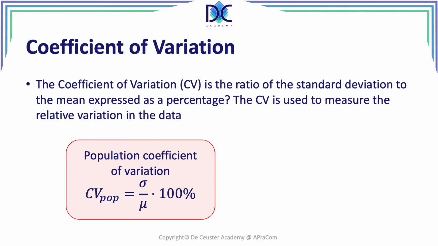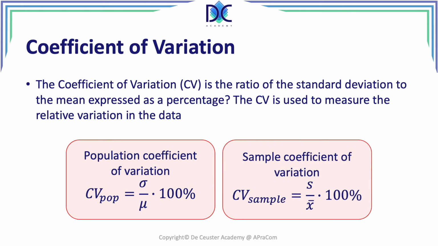For the population coefficient of variation, we have the standard deviation divided by the average, sigma divided by mu, multiplied by 100%, expressed as a percentage. We also have the sample coefficient of variation, which is basically the same: CV of the sample is equal to the sample standard deviation divided by the sample average x bar, multiplied by 100%. And now we have in fact identified a lot of very interesting parameters.